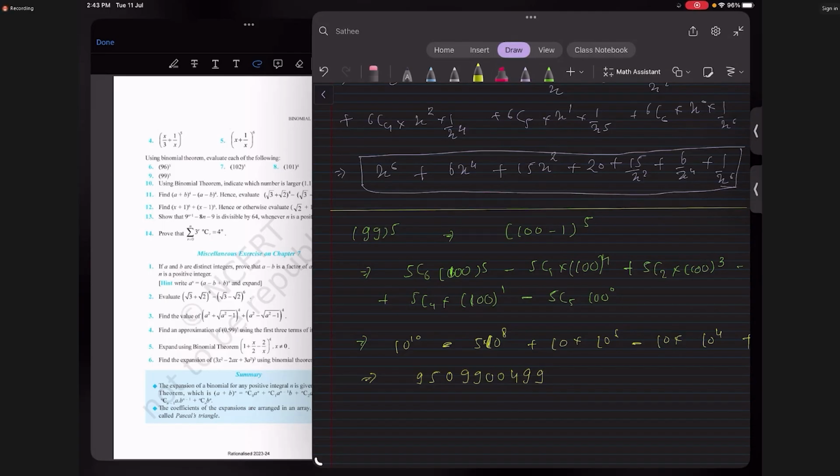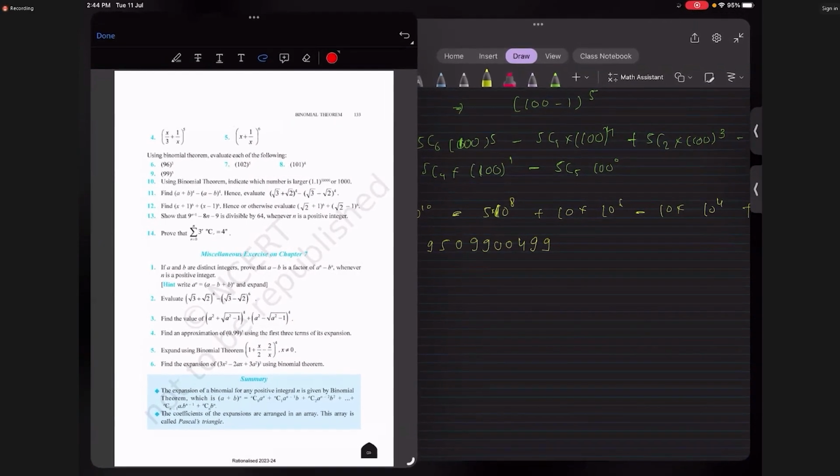You can calculate this with a calculator, or you can also calculate it numerically by hand. So like the same way, for 102 you have to write 100 plus 2 to the power 5, and again there will be terms like NCR 100 to the power n minus r into 2 to the power r. The summation of these terms would be your final answer. Okay.